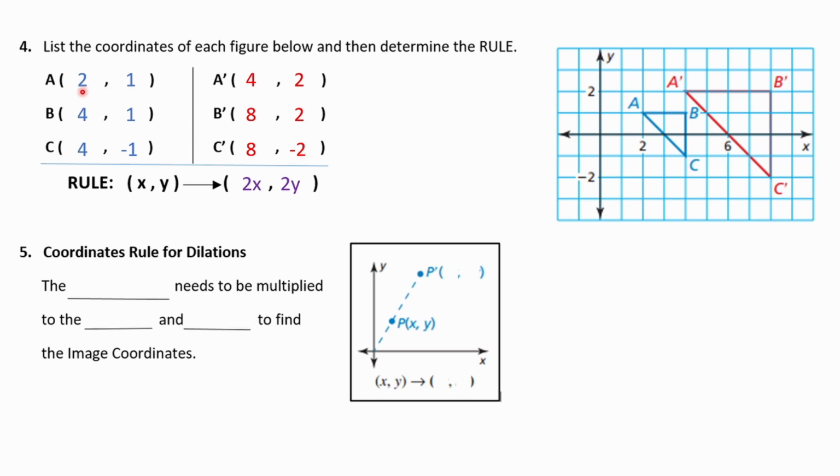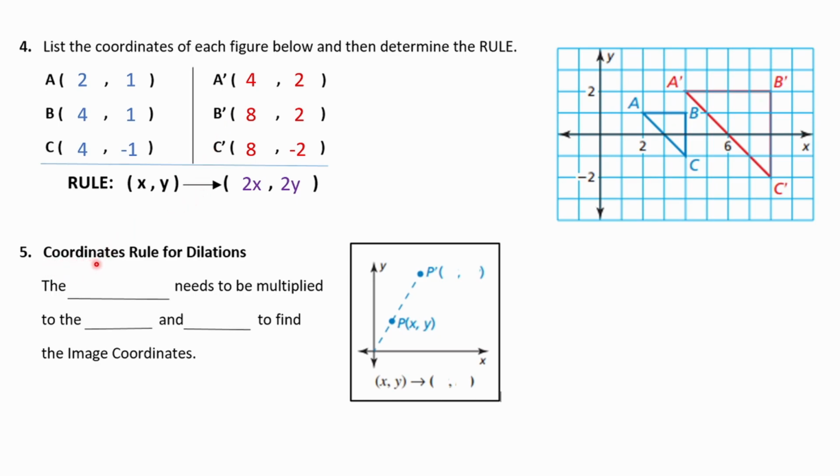So if you notice, if I multiply x by 2, I get 4 in my final image. If I multiply y by 2, I would get 2 here. I can follow that same pattern for each of these points. So each of the coordinate points, the x and the y coordinates, are being multiplied by 2.